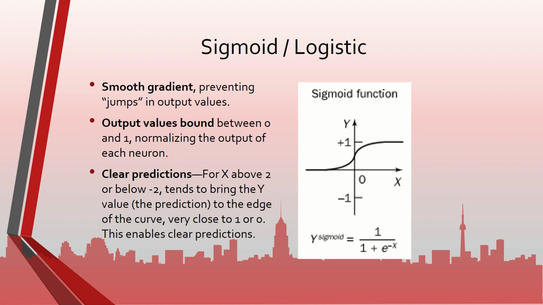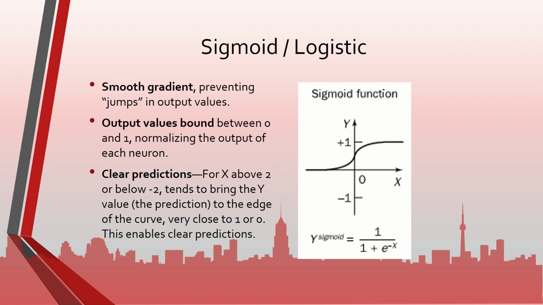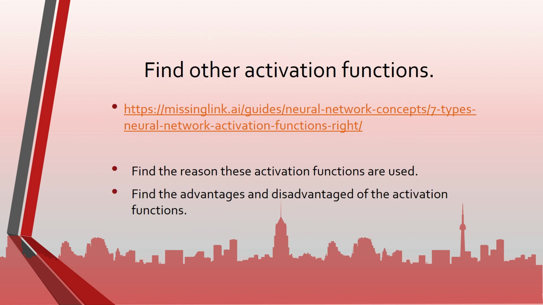While the binary step and sine activation functions are threshold-based, we have the sigmoid or logistic activation function, which has a smooth gradient that prevents jumps in its output value. From the figure here, we may see that the output value ranges between 0 and 1 depending on the value of the x-axis. Again, the x-axis is actually the weighted sum. You can find other activation functions using the given link below, and we will discuss this later.